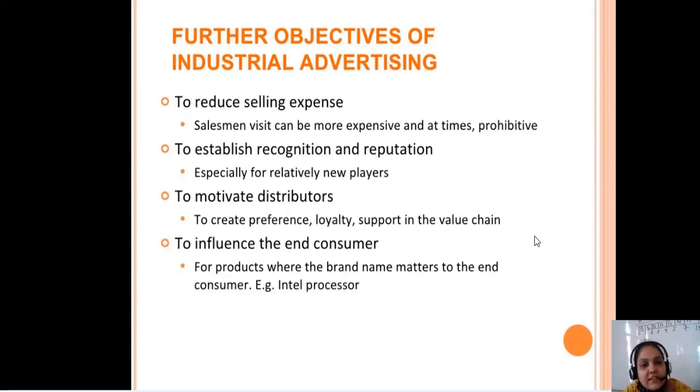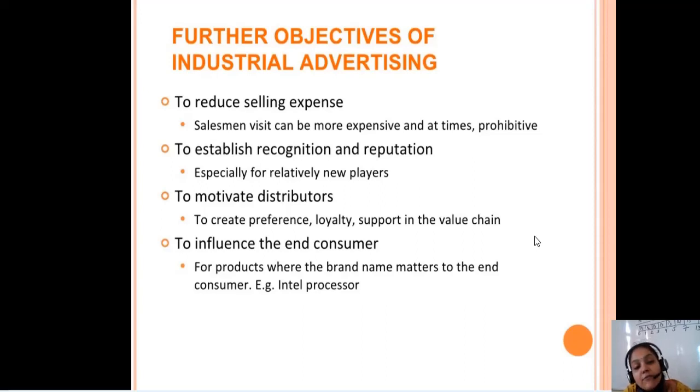So industrial advertisement also reduces the selling expense. Salesmen visits can be more expensive and at a time prohibitive also. They can find out what they can do in terms of the salesman moving from one position to another and selling the product. It can become more and more expensive also. You have to establish recognition and reputation, which means you have to build the recognition and the reputation for what you're doing.